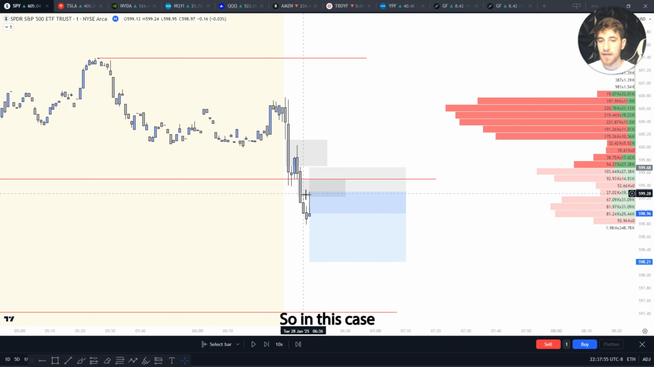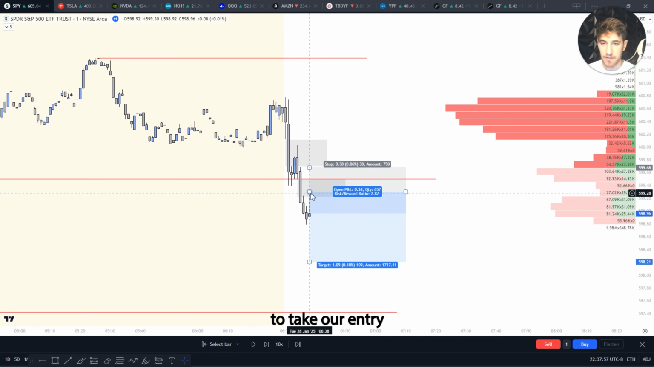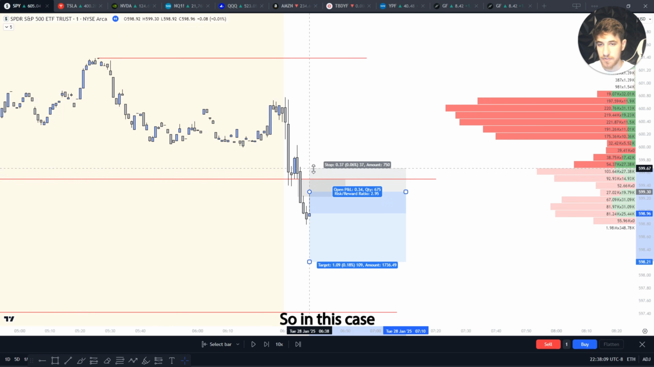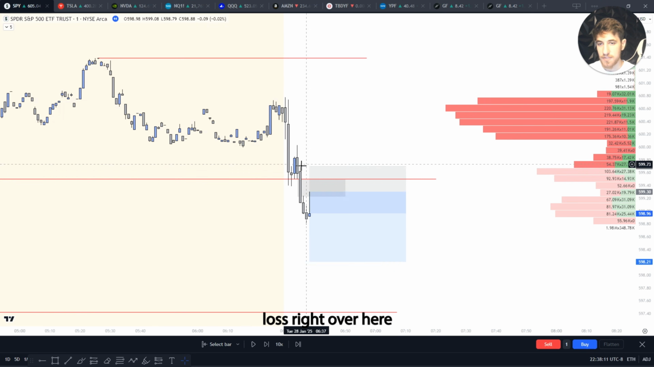So in this case, this is an absolutely perfect area to take our entry, and we can start this trade off right here. Now for the stop loss, once again, we want to target the high of the middle candle of the fair value gap. So in this case, we use this as our stop loss right over here.